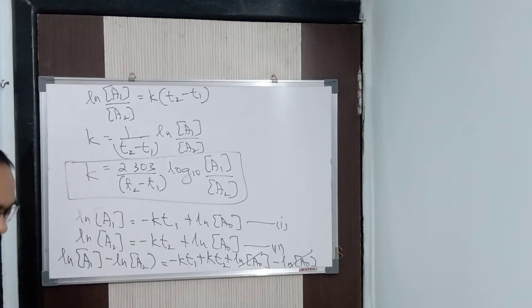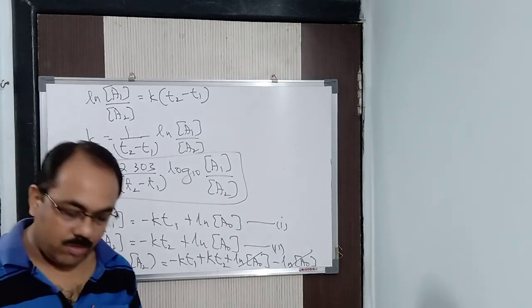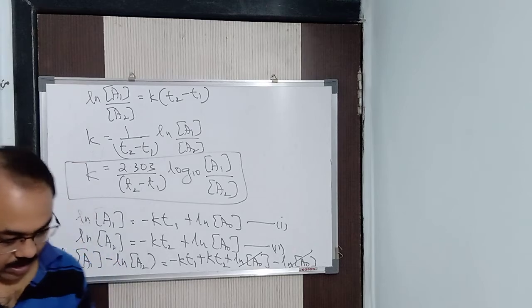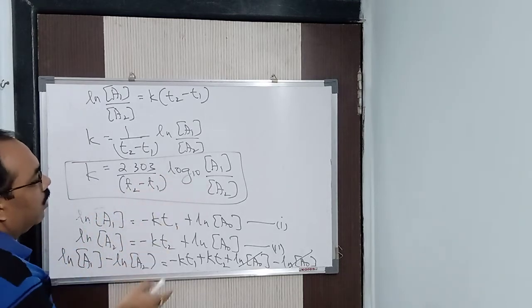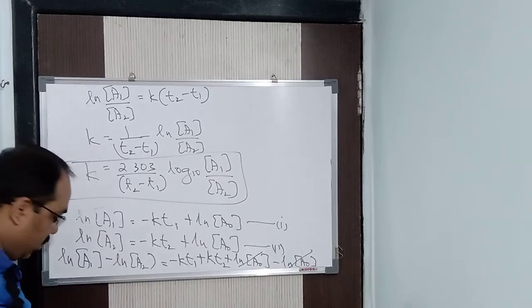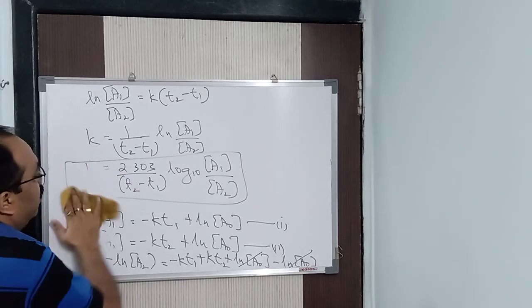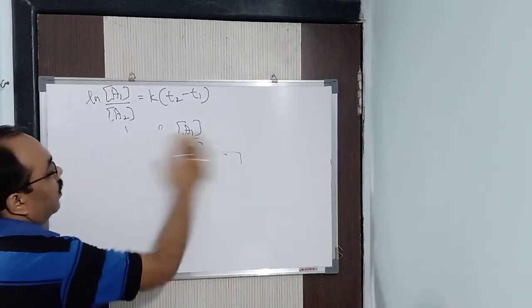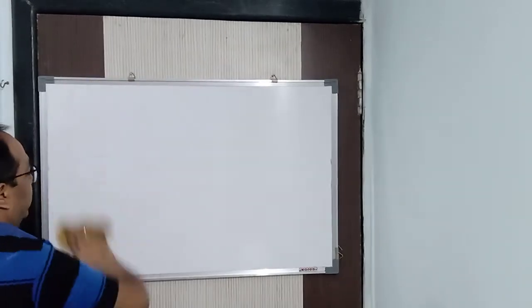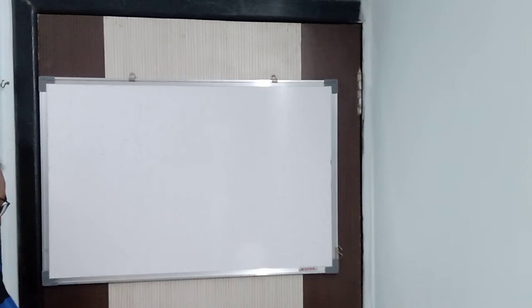For the first order reaction, we will now find out the value. That is, K is equal to 0.303 by T2 minus T1 log base 10 A1 by A2. Got it? Fine. I think it is understood. So, this one we got it. Now, I'll come to another important formula.